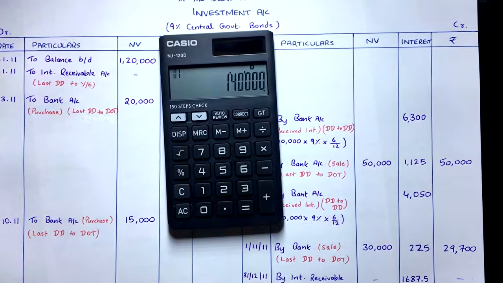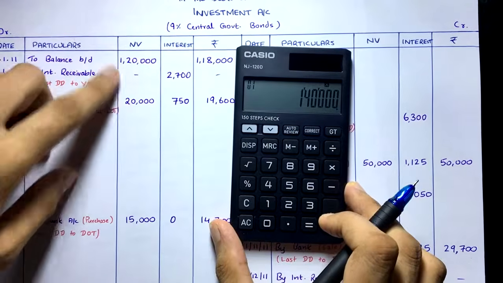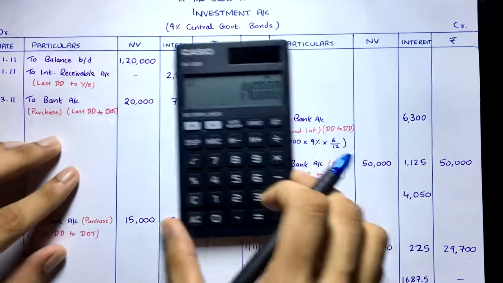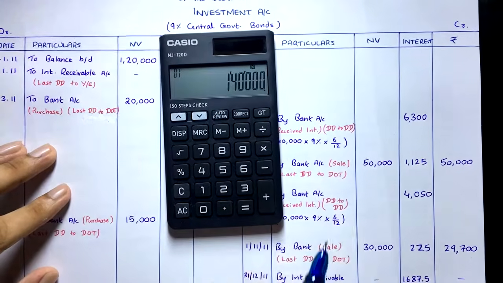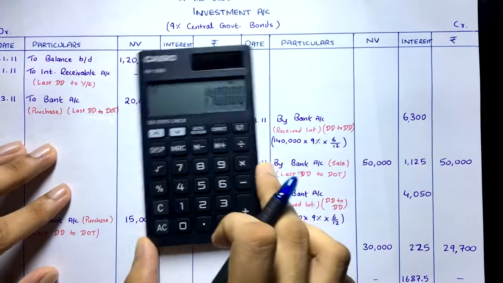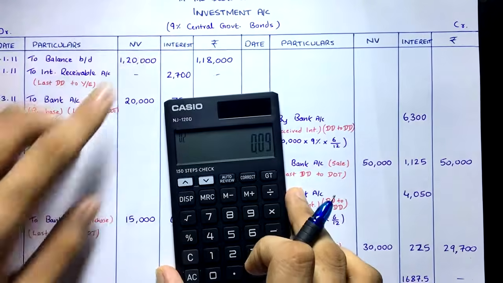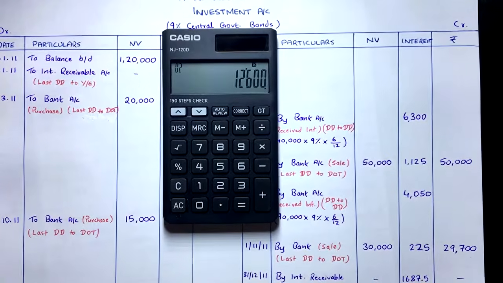Are you clear with that? Because we have the bonds of 140, right? 120 we had from the previous year, and then we had purchased 20,000. So we'll calculate the interest on 140. Then we are going to calculate 9%, and then the period: due date to due date.